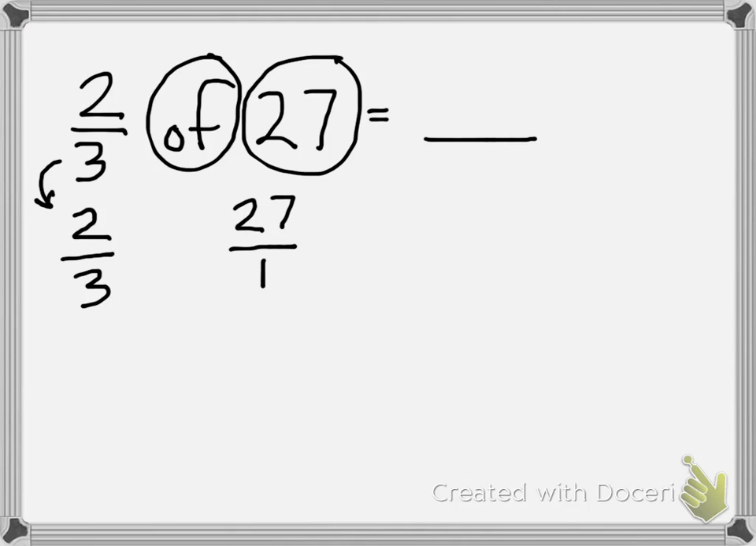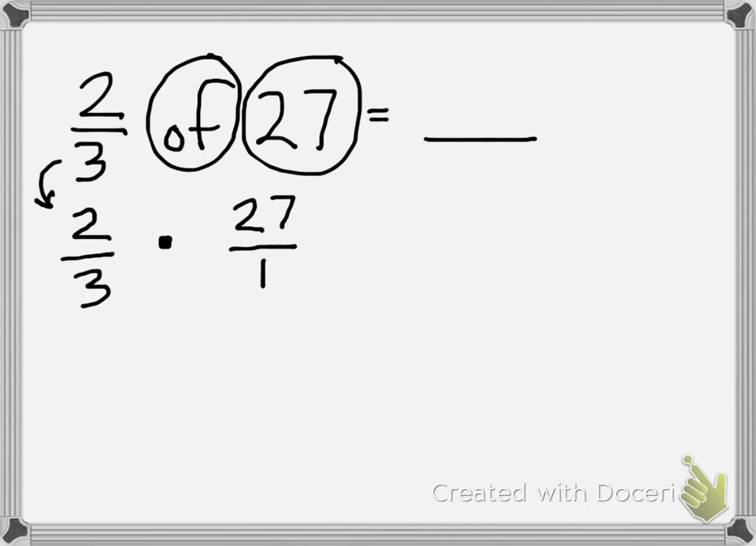Now, when you think of words and operations, when you see the word "of," you should automatically think multiplication. And here in 4th grade, we've made that transition. We're not going to write the x anymore. We're simply putting a dot. Now we're ready to work.